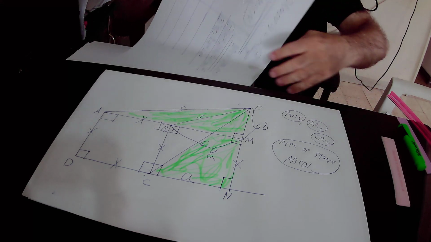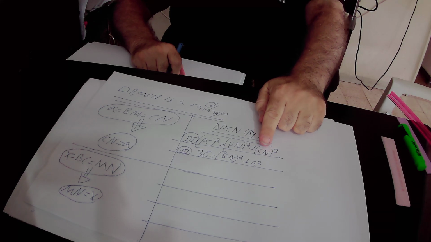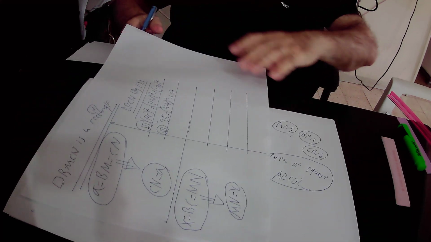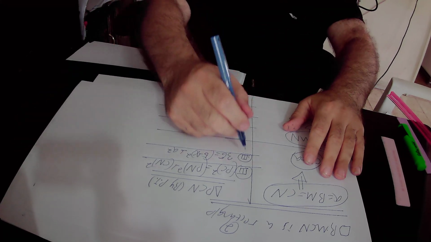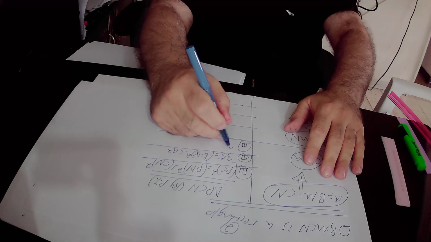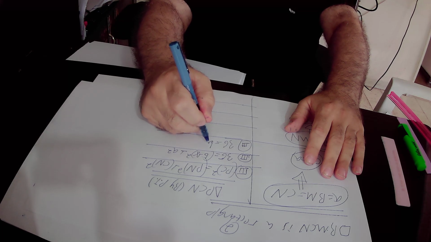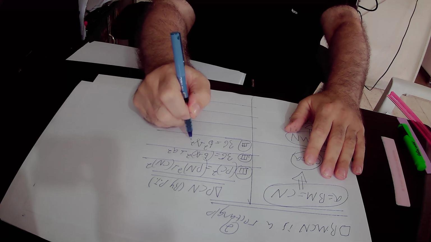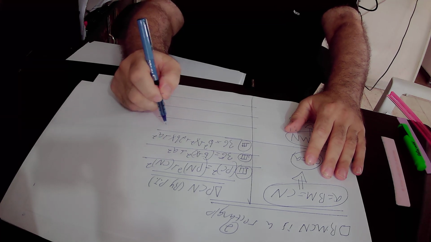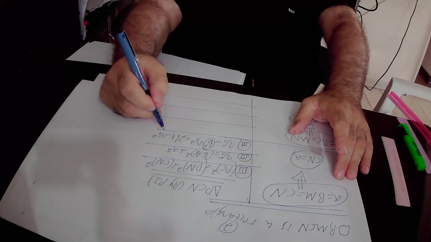So in conclusion, we found that according to equation number 3, 36 equals (b plus x) squared plus a squared. Here we'll open the brackets on this side of equation number 3 and we get that 36 equals (b plus x) squared equals b squared plus x squared plus 2 times b times x plus a squared.